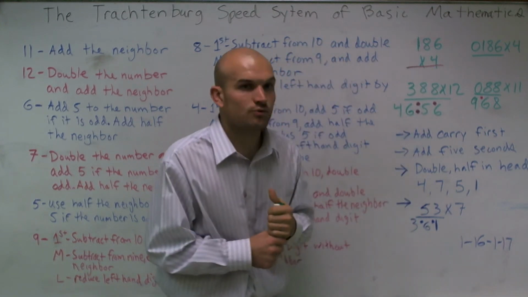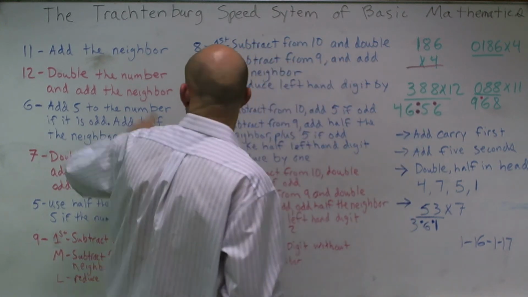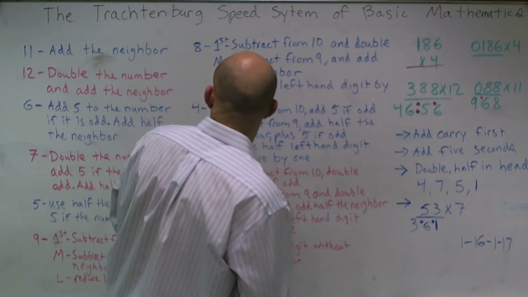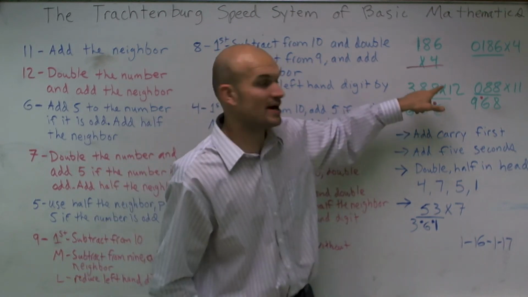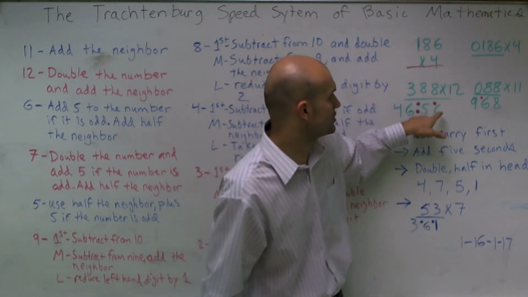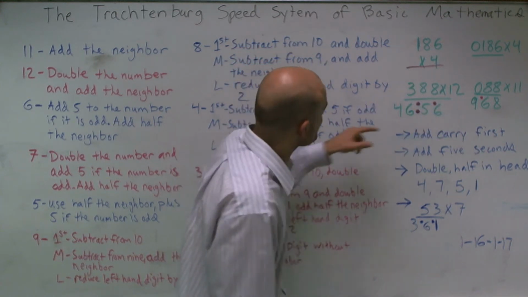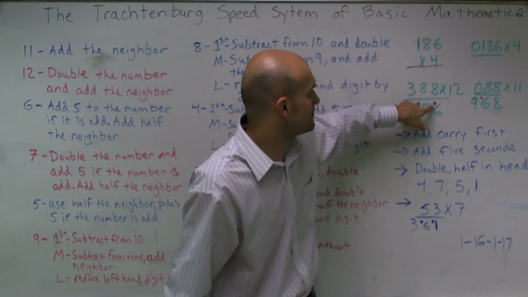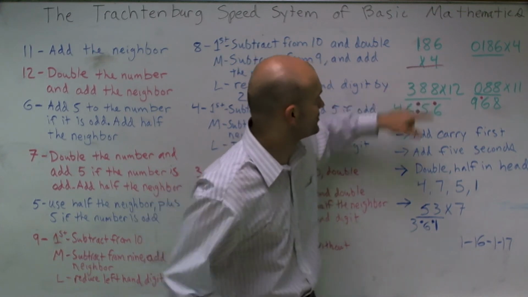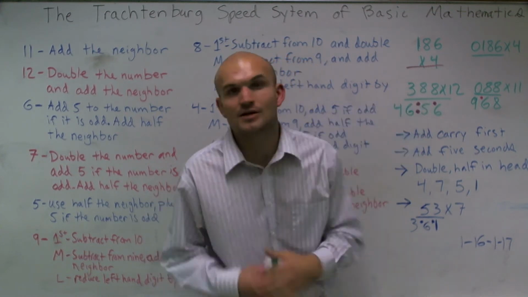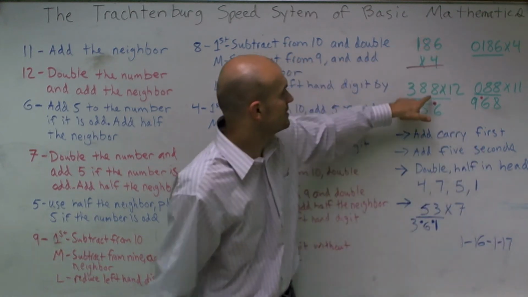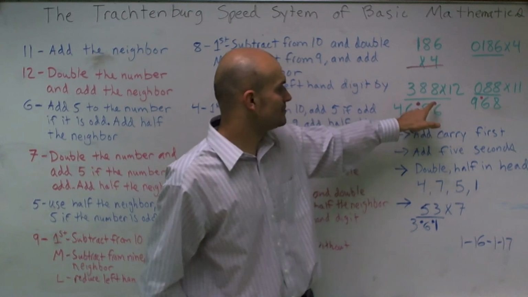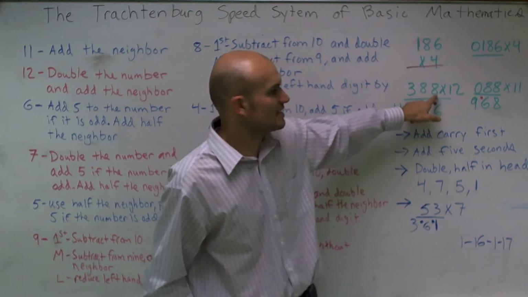In multiplying 388 by 12, what we notice is the rule says double the number and then add the neighbor. So here we have 8. I'm going to double that, which gives me 16, so I'm going to have to carry 1. Here, what you'll notice is I have 8, so when I double 8, that's going to give me 16. Now I need to add half of my neighbor, which is going to give me 4.